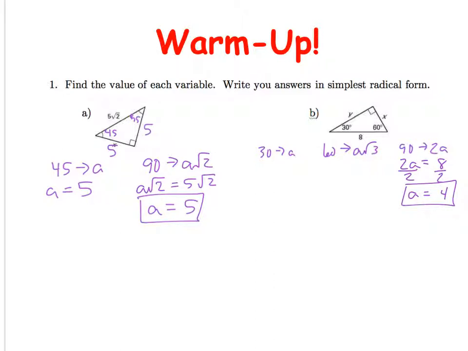So that's going to help me figure out what's opposite the 30 and the length opposite the 60. So since A equals 4, opposite the 30 is 4. So I would say X equals 4. And then I would fill in, whoops, there's a 4 there. A radical 3 equals 4 radical 3, because if A is 4, I just fill in a 4 there, and that's my answer. So opposite the 60 is also 4 radical 3.